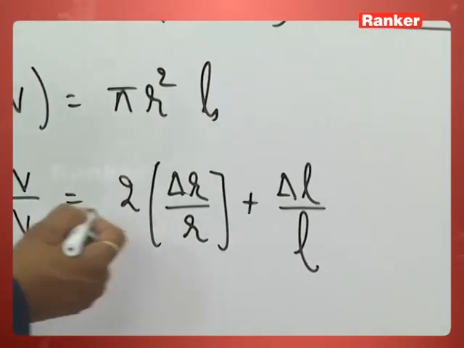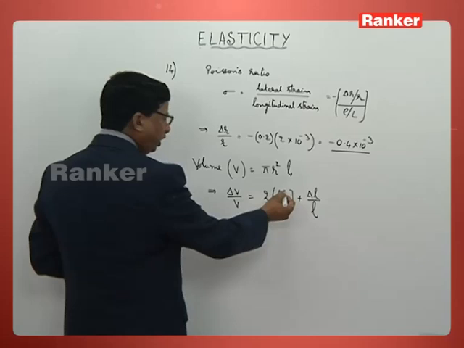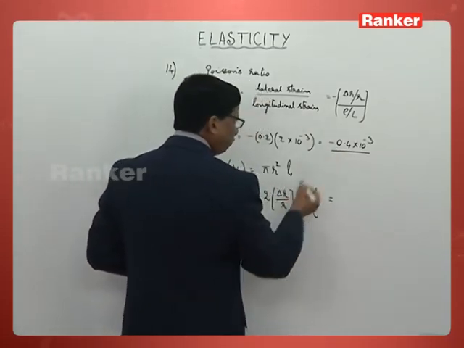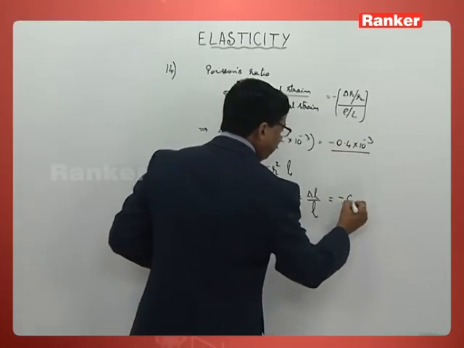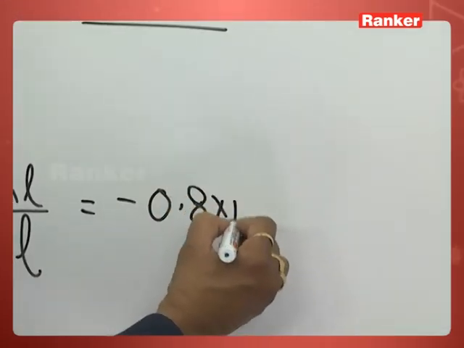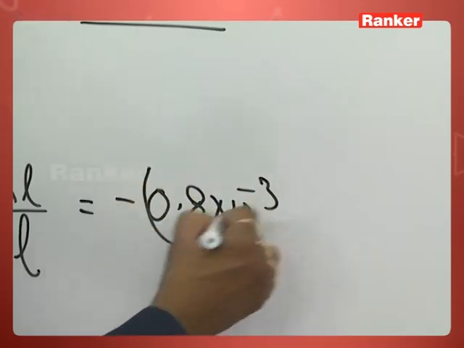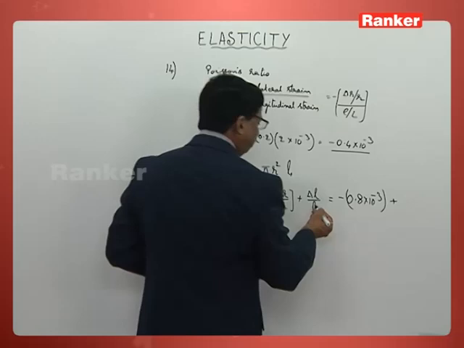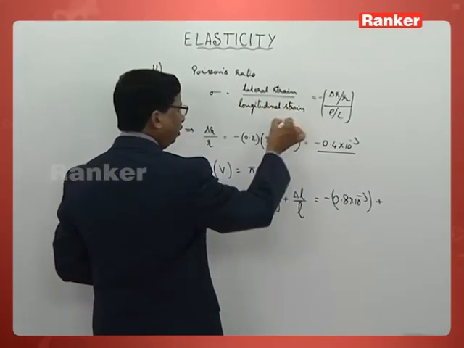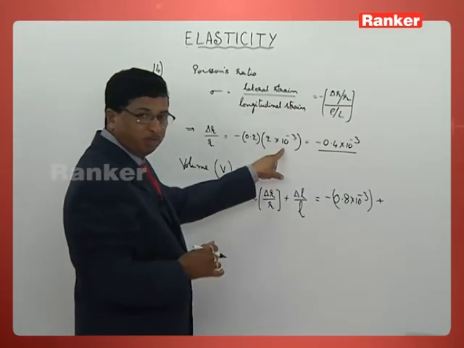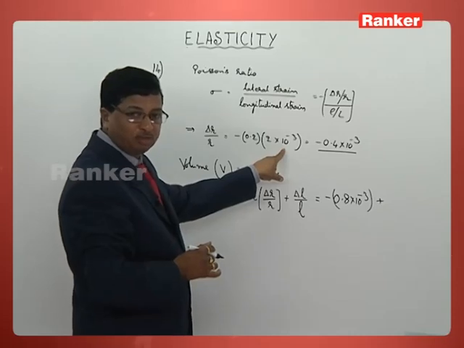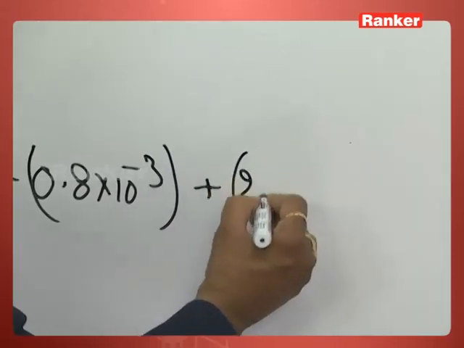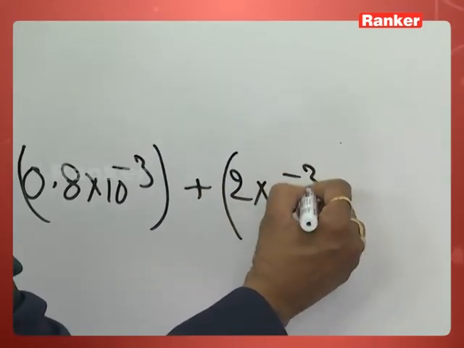But all of you can understand well in this particular case, twice delta R by R is how much? You look at that one. It is twice of this much, minus 0.8 into 10 power minus 3. That is this value. Plus delta L by L, which is nothing other than longitudinal strain which has been provided to us. That value is given 2 into 10 power minus 3. So write the same value here, 2 into 10 to the power minus 3.